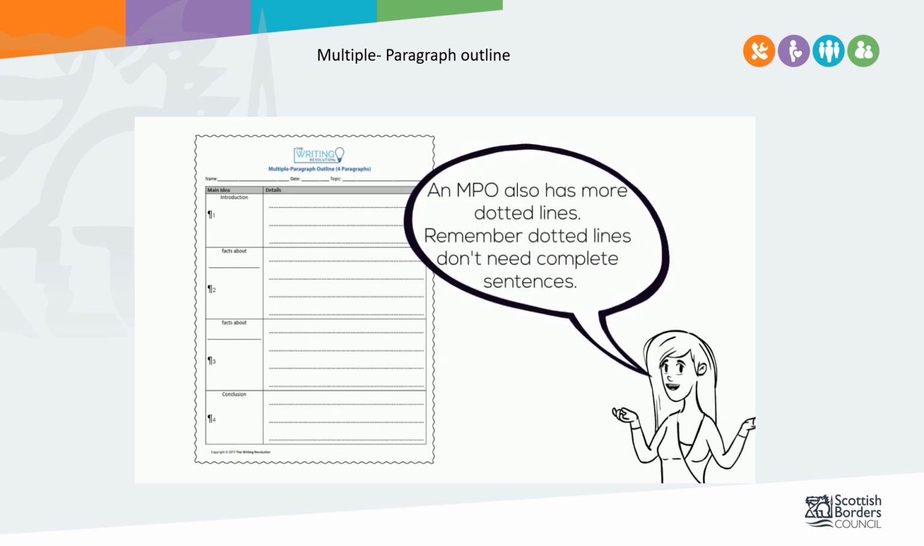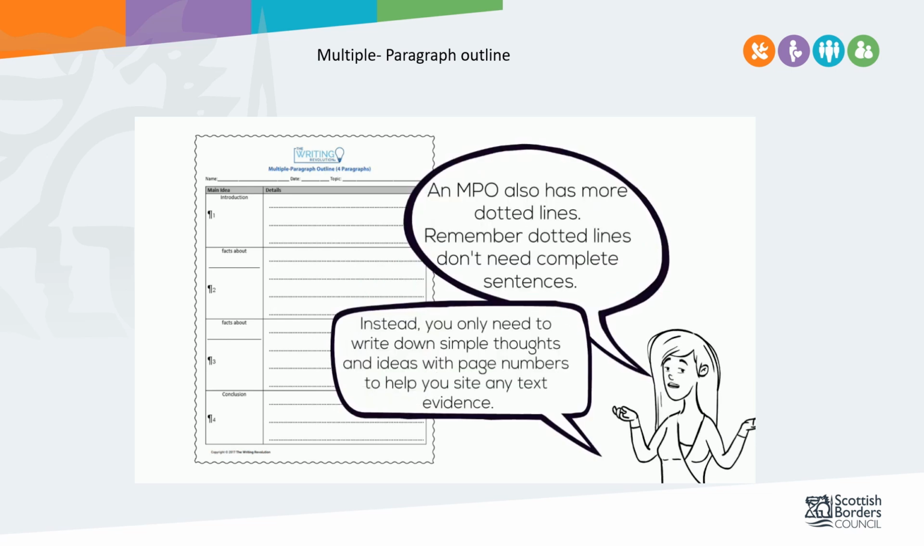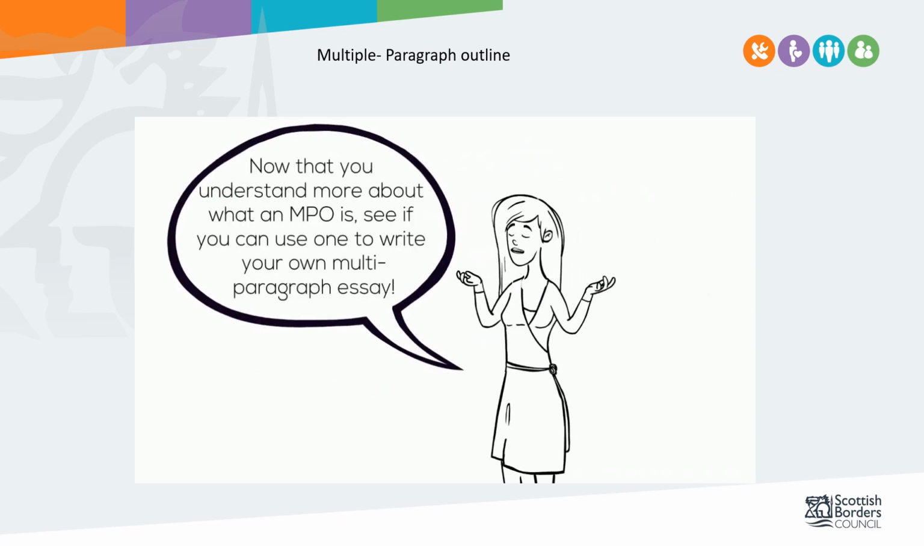An MPO also has more dotted lines. Remember, dotted lines don't need to be complete sentences. Instead, you only need to write down simple thoughts and ideas with page numbers to help you cite any text evidence. Now that you understand more about what an MPO is, see if you can use one to write your own multi-paragraph essay.